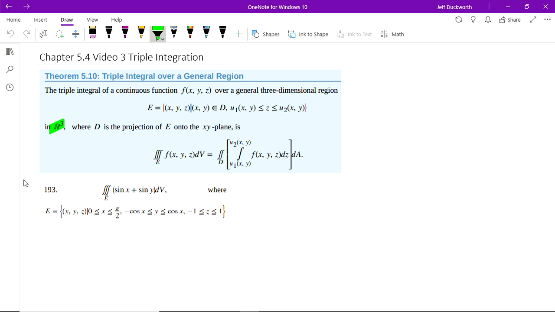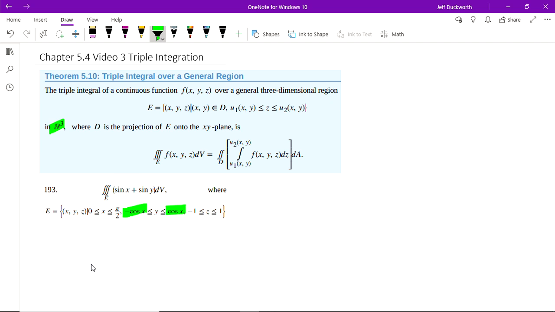So the only difference here really is that one of these things is going to be a function of another. So you've got to make sure that you are paying attention to that. So in our example down here, our y value goes between negative cosine of x and cosine of x. So that's going to be a function of x, whereas the x and the z values go elsewhere.